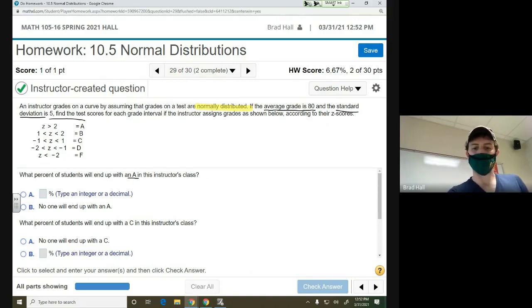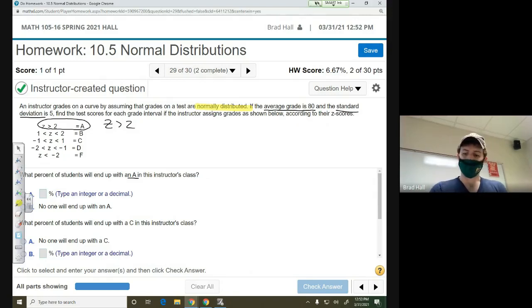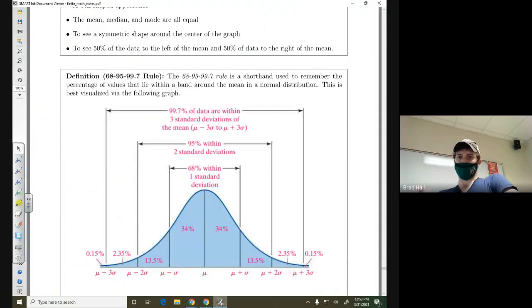Okay, so A obviously is right here. So something about Z is greater than 2. So we need to figure out the percentage for when the Z-score is greater than 2. So what I recommend to do is utilize this chart that we have in the course notes, because this gives us a very elaborate explanation of how the percentages are broken up. And so I'll write that again here. Z is greater than 2. That's for the A grade that they want us to know about.